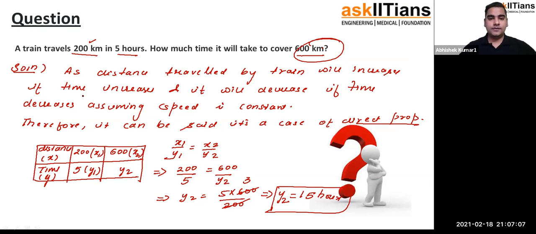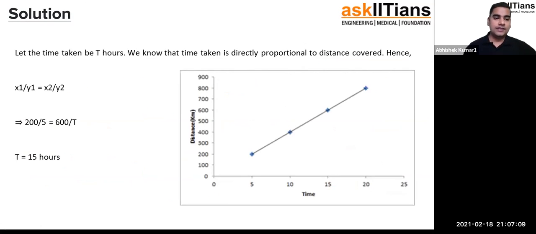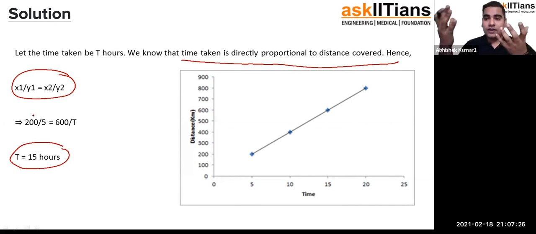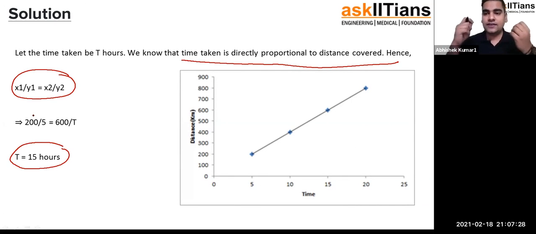All right, done. You can see this is a case of direct proportion. So here T is 15 hours. We use the exact same formula, which is X1 over Y1 equals X2 upon Y2, because time taken is directly proportional to the distance covered. The more distance the train is covering, the time taken would naturally be more.